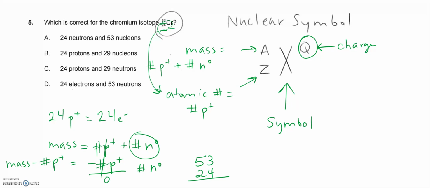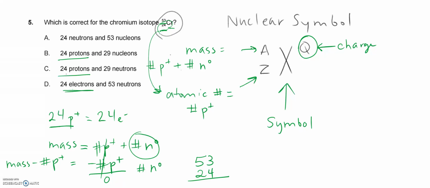And I don't even really need to do the calculations here, because remember, we want to do things as quickly as possible, and they're giving us possible answers, which is really nice. So I know for sure right off the bat I need 24 protons. I see 24 protons here, 24 protons here. 24 electrons I said was the same thing, so that one would work.